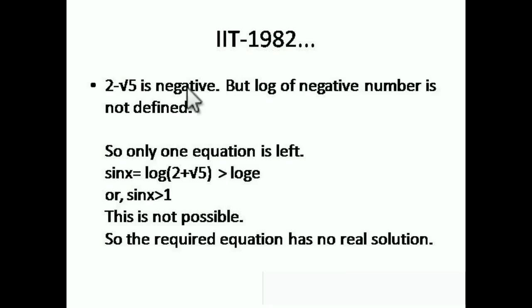See, 2 minus root 5 is negative, but the log of a negative number is not defined, so this solution is not possible. Now if we talk about the other solution, log of 2 plus root 5 is greater than log of e, so sin x becomes greater than 1. But that is also not possible because the range of sin x is minus 1 to 1. So the required equation has no real solution. We don't have any real solutions.